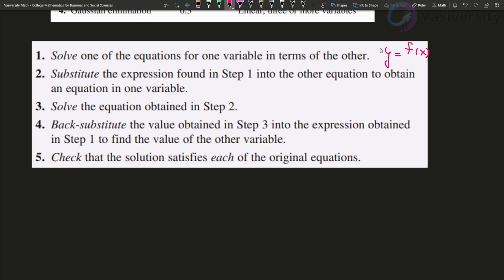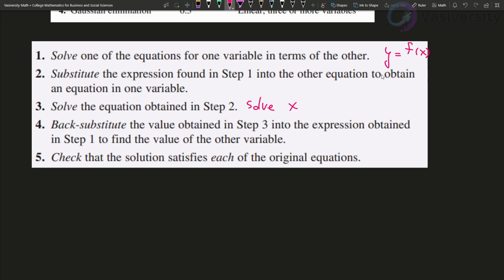Then we want to substitute the expression found in step 1 into the other equation, right? Because we have 2 equations, so we want to substitute y into another equation. So now the second equation will be only in terms of x. Then we want to solve the equation obtained in step 2, so essentially simplify and solve for x. So here in this case, solve for x. You can also do the same thing for y. You can reverse it. It doesn't matter. Whatever is easier algebraically to deal with.